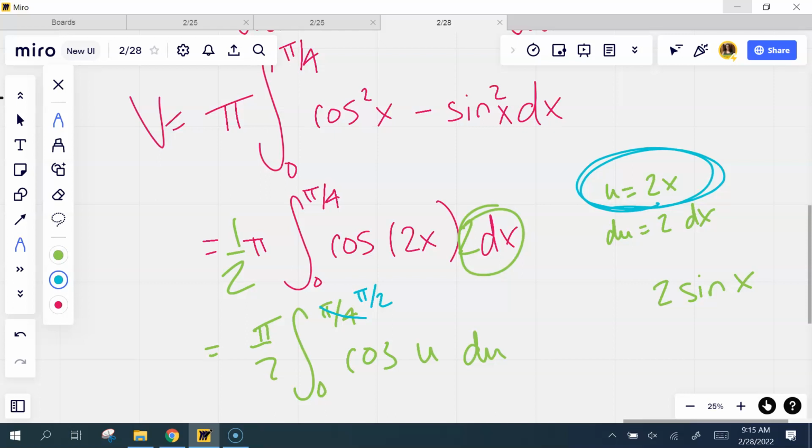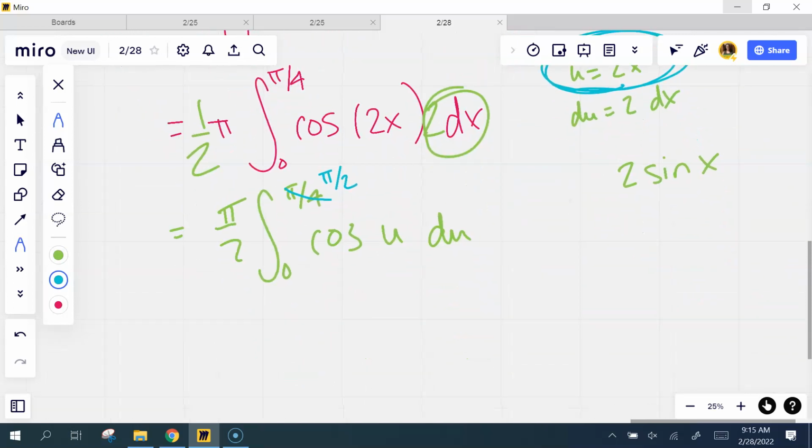Also, I think I got one wrong on the test, where there was a substitution and they didn't switch the bounds, so I was confused. Okay, so if you don't switch the bounds, remember I told you there's two ways to do it.